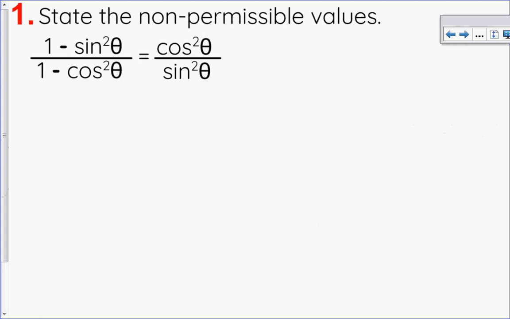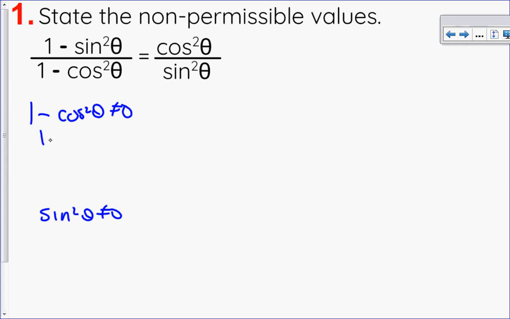So let's get started. First thing I want to review with you is how to state your non-permissible values. Non-permissible values are based on things you can't do, such as divide by 0. So 1 minus cos squared cannot equal 0, and sine squared theta cannot equal 0. We're going to solve for the non-permissible values in each one of these.